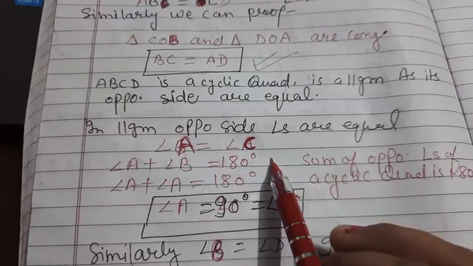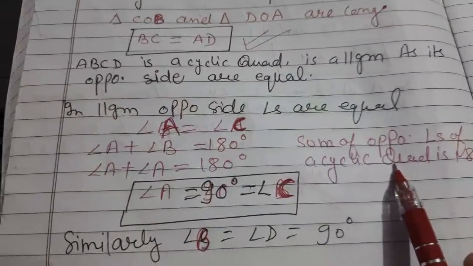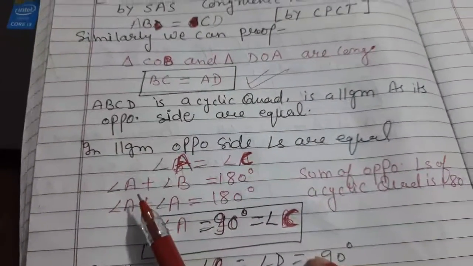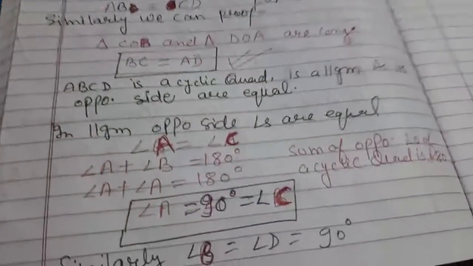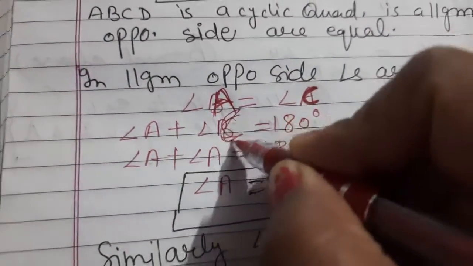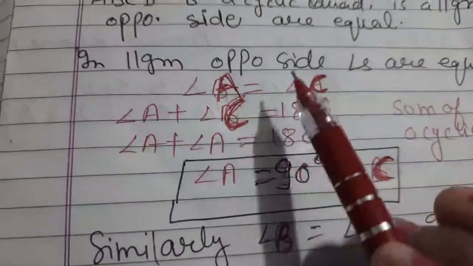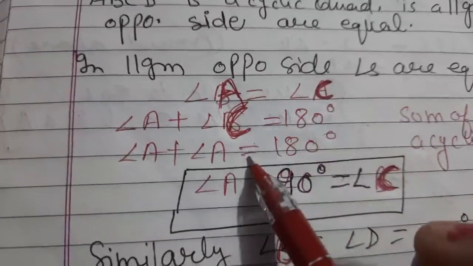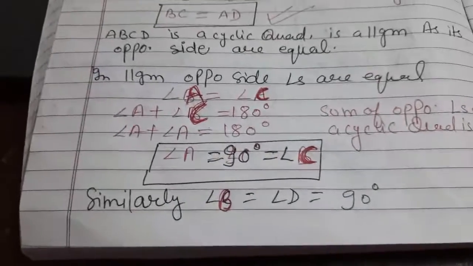Opposite angles of a parallelogram are equal, and by the property of the cyclic quadrilateral, the sum of a pair of opposite angles, angle A and angle C, will be equal to 180 degrees. So angle A plus angle C equal to 180 degrees. So we can replace C by angle A. So angle A equal to 90 degrees. Angle C will be equal to 90 degrees. Similarly, angle B and angle D equal to 90 degrees.